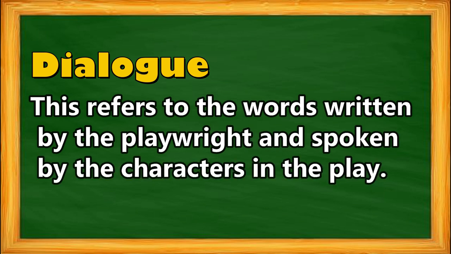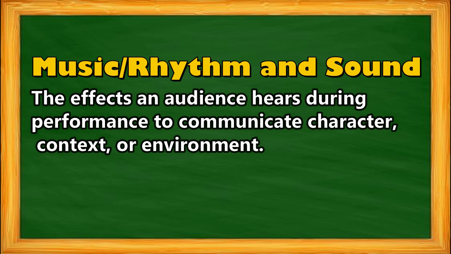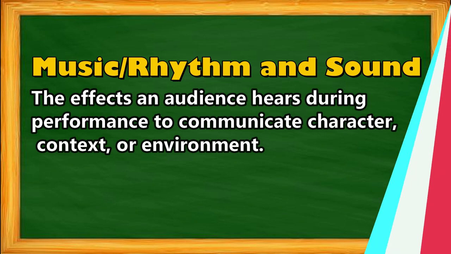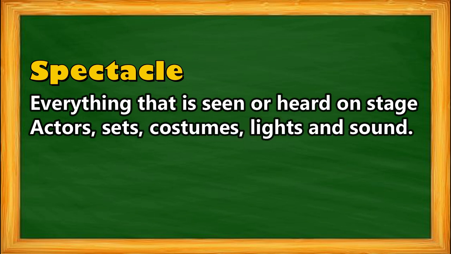Dialogue. This refers to the words written by the playwright and spoken by the characters in the play. Music, rhythm, and sound. The effects an audience hears during the performance to communicate character, context, or environment. And spectacle. Everything that is seen or heard on stage, actors, sets, costumes, lights, and sounds.